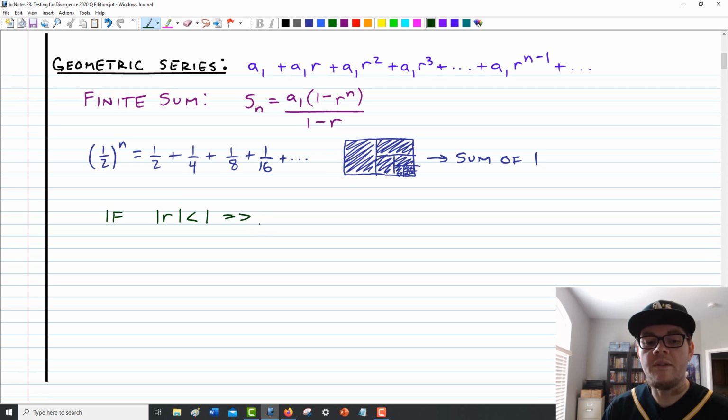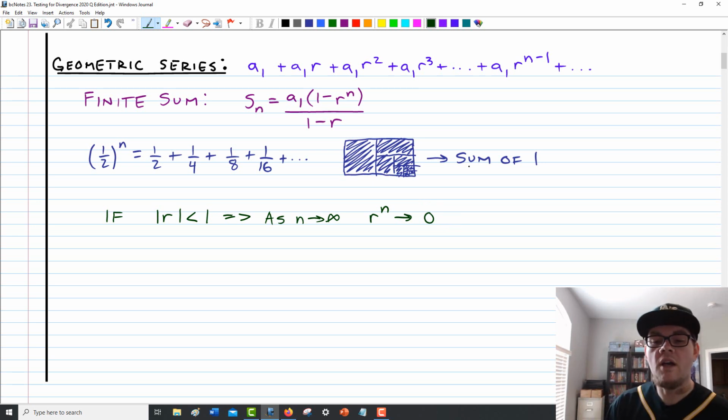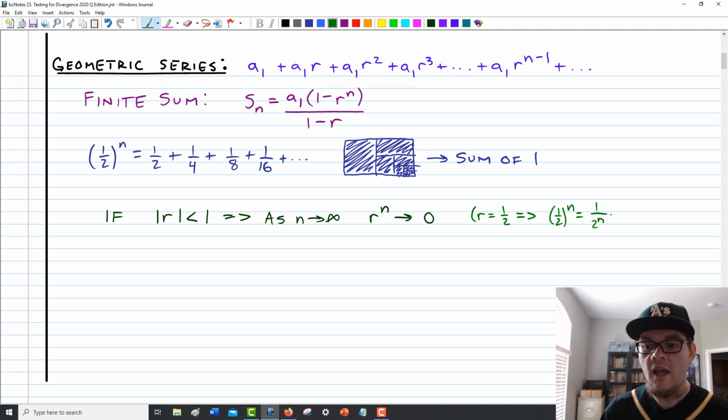If your ratio's magnitude is less than 1, then as n goes to infinity, in other words as you multiply that ratio more and more times, you get r to the n approaching 0. Now let's think about that in terms of r equaling 1/2. The reason this is true is, think about it this way: if we take (1/2) to the n, that's the same thing as 1 to the n over 2 to the n.